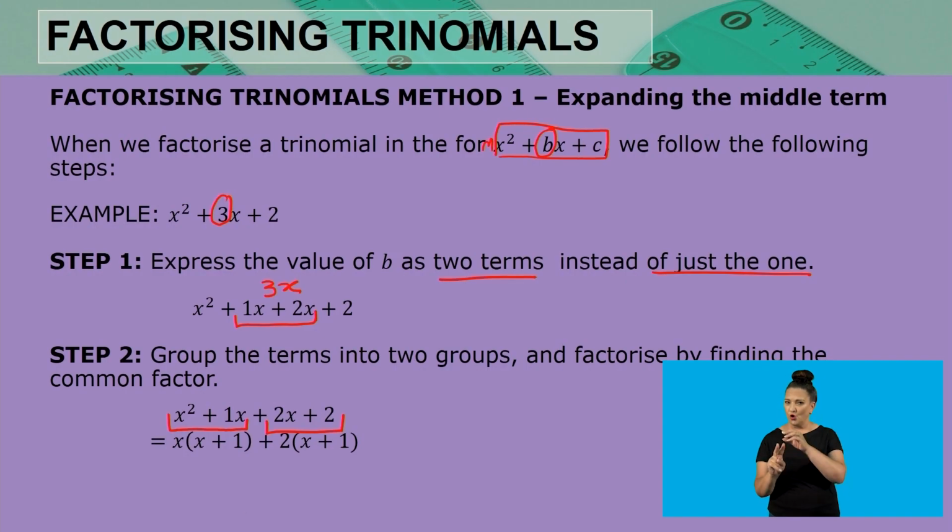Then what are we going to be left with? We are going to be left with x plus 1. So now we've taken out the common factor in two of those groups. Now we have two terms, and when we have two terms, we can see there is a common bracket. Because there's a common bracket there, I'm going to take it out as a common factor, which is my x plus 1.